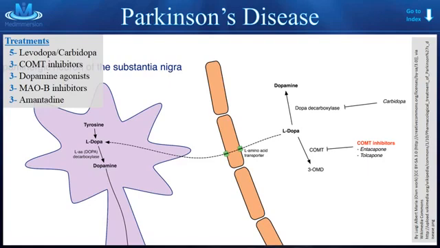So how do we get around that? Well, we give levodopa, which is just shortened to L-dopa in the picture. L-dopa is able to cross the blood-brain barrier. And once it does, it is able to be metabolized or converted into dopamine fairly easily through the enzyme dopa decarboxylase. Perfect. Problem solved, right?